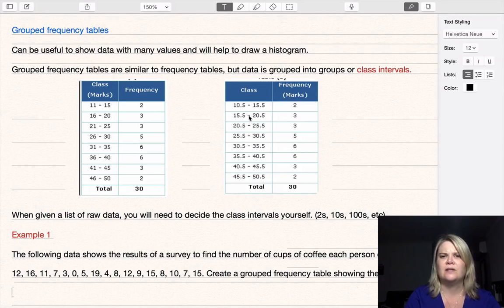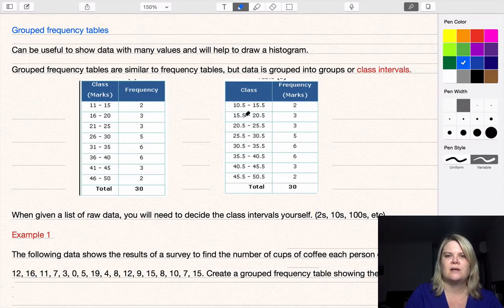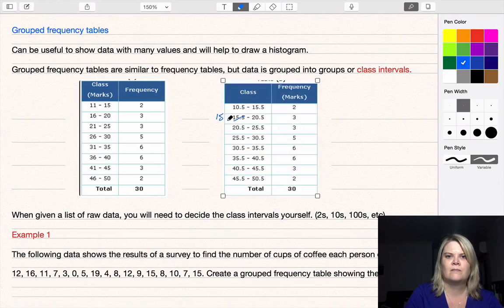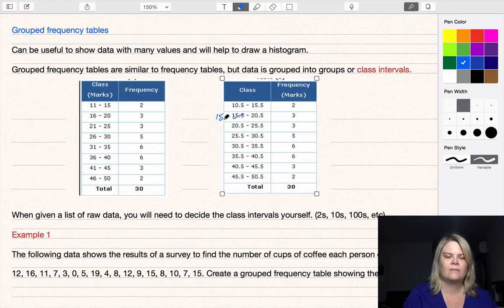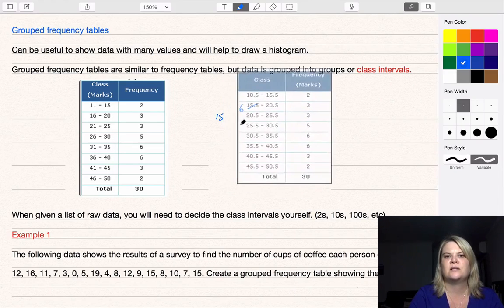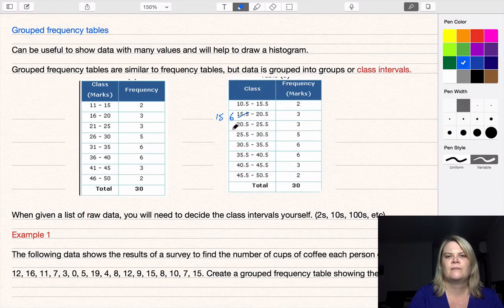I would probably even change this one slightly, because with 15.5, you don't really know whether it fits into this one or this one. So I would look at changing this to make that 15.6. 15.6 to 20.5 and then 20.6 onwards to 25.5, 25.6. So just make all of these 0.6 so you're very clear about where each number fits into the class.